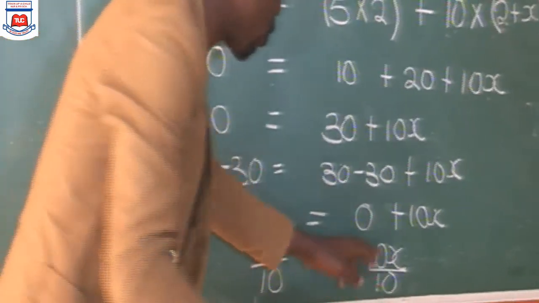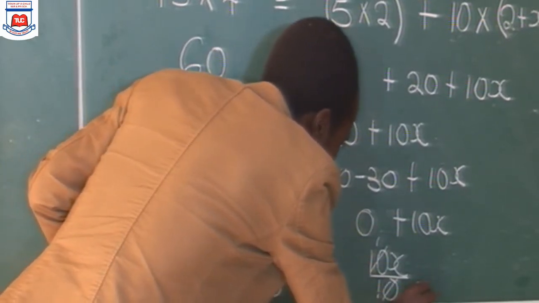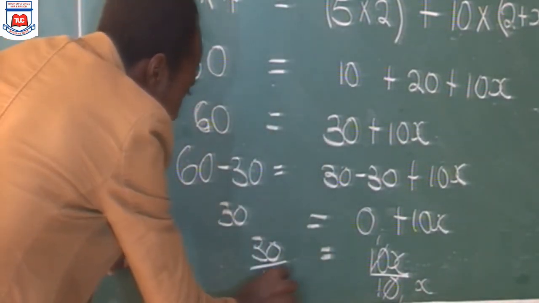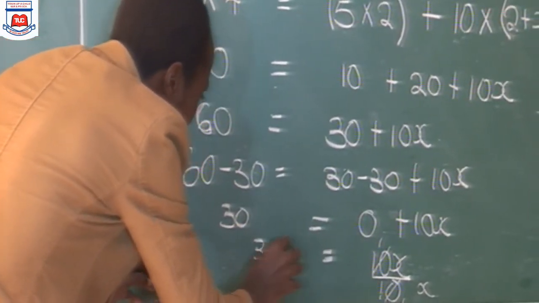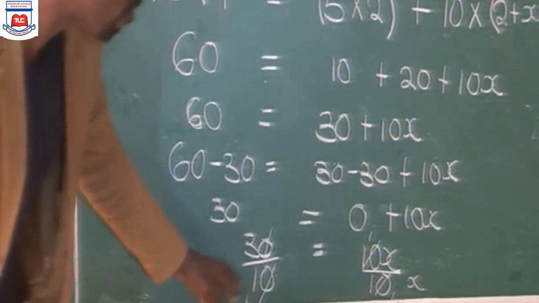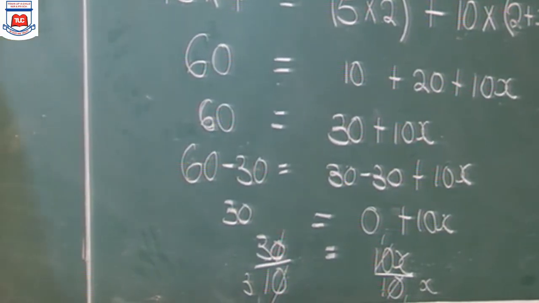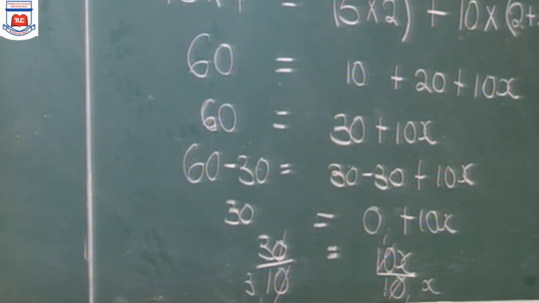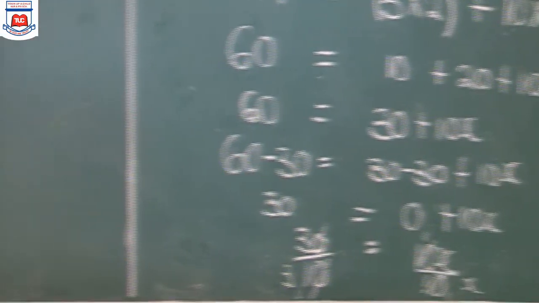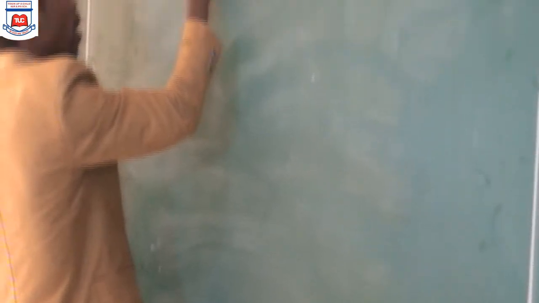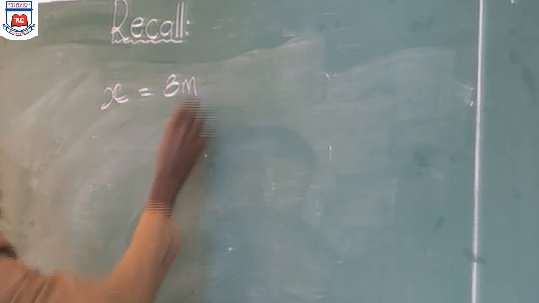okay? 10 divided by 10 once, by 10 once. We shall stay with the x that side. Here we shall have, you can even cancel the zeros, okay? Whenever you have zeros, you cancel them, then you stay with 3 out of 1, which is 3, okay? So the value of x in this case is 3 meters. So x is 3 meters. X distance is equal to 3 meters, okay?